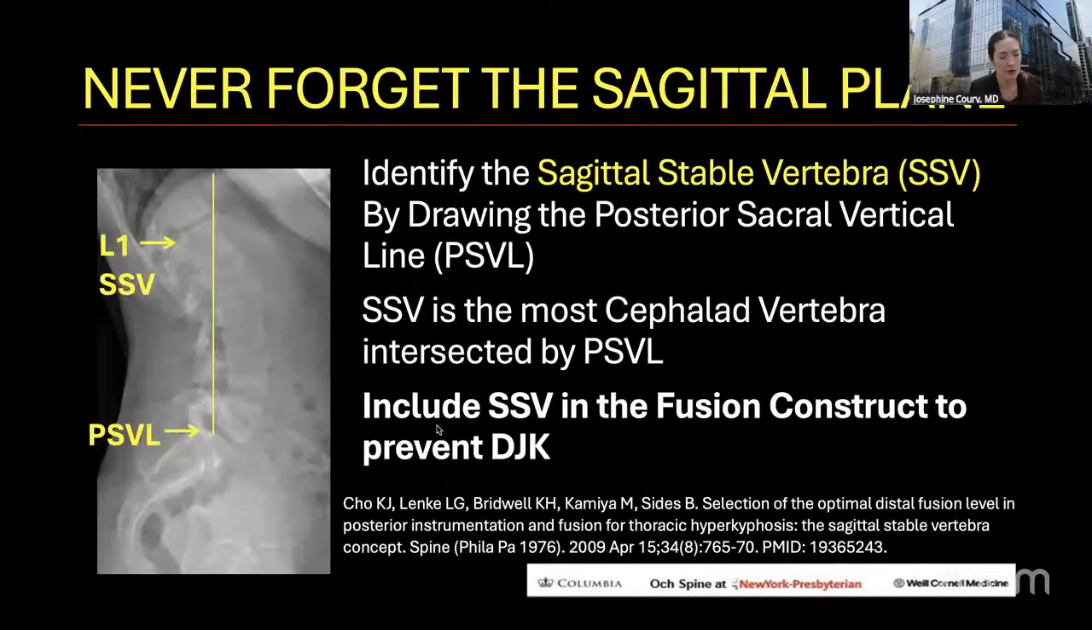But another caveat that we really speak about a lot now at Columbia in our pre-op conference is the sagittal plane. It's really important also to look at the sagittal plane and look at the sagittal stable vertebra, which again was originally a Scheuermann's kyphosis variable, but it's really important also for AIS to include the SSV in your fusion construct.